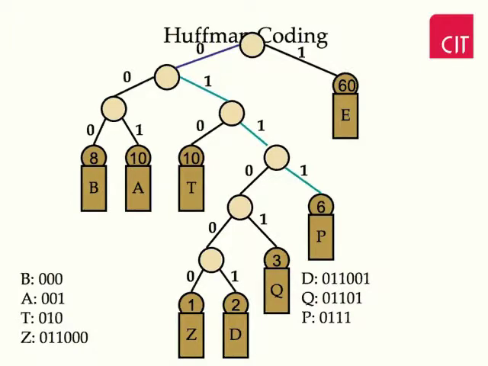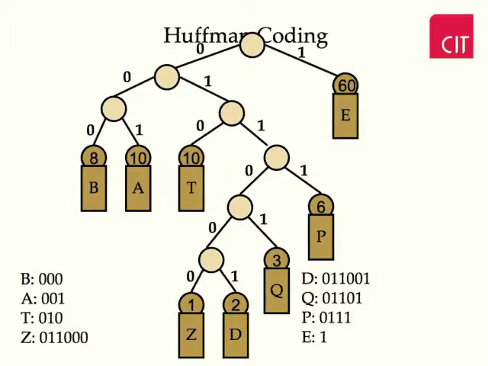Now E is just 1. And you notice that E is the most frequently occurring character, and it has the shortest code. Z is the most infrequently occurring, and you can see that it has one of the longest codes. So irrespective of the frequencies of your characters, applying the Huffman coding algorithm will give you a tree that gives you the optimal codes.